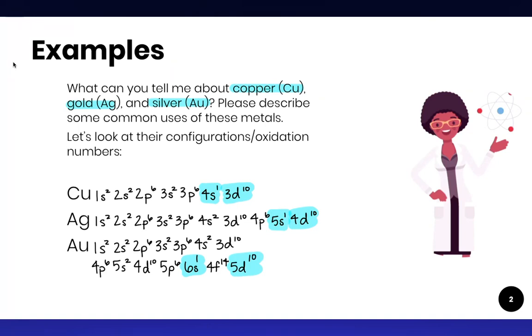If you were writing out these electron configurations just using the chart that I gave you last week, you would not have written 4s1 3d10, you would have written 4s2 3d9. So today we're going to talk about why a half full s sublevel and a full d sublevel is more stable than this.